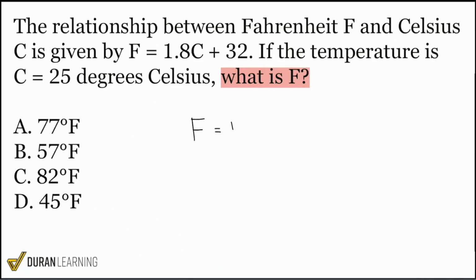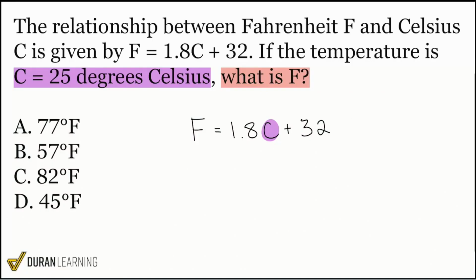So right here, booyah, and we have everything written out. Now, what we have is the value of C given to us. C is 25 degrees Celsius. So that means that we are not going to replace F with 25. We are replacing C with 25. That's what we're doing. So we'll go ahead and do that right now.